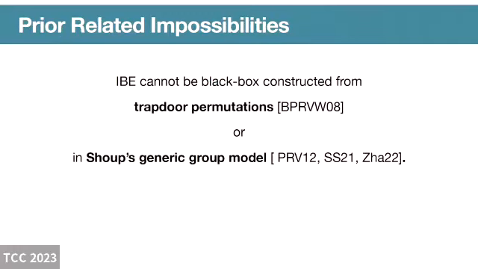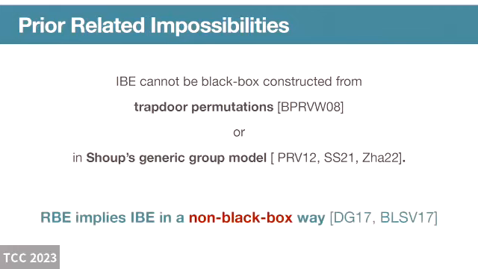Another thing that you might ask yourself is, can we just use the previous black box separations for IBE? Because we know that IBE cannot be constructed in a black box way from trapdoor permutations or in Shoup's generic group model. So don't these results just immediately apply to RBE? The answer is no, and that's because we don't know if RBE implies IBE in a black box way. We do know that it implies IBE in a non-black box way, but this connection is not sufficient to rule out those constructions and prove the separation.